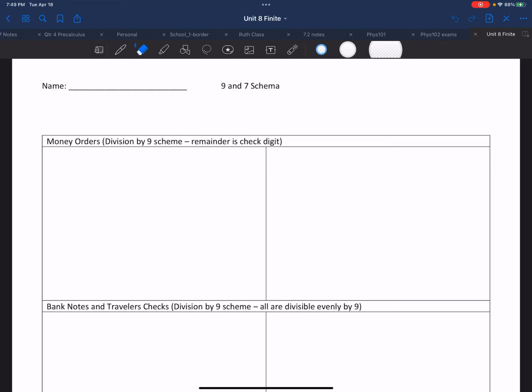In these videos, we're going to tackle notes a little bit differently. We're going to summarize in more of a graphic organizer the process for each of these schema or data checks, and then we're also going to have examples on the other side. All of these documents are available to you in Canvas.